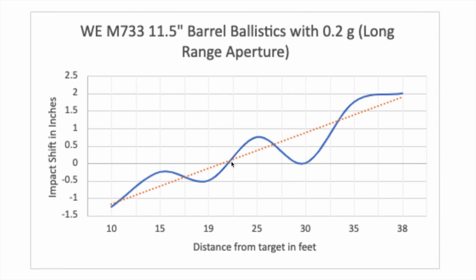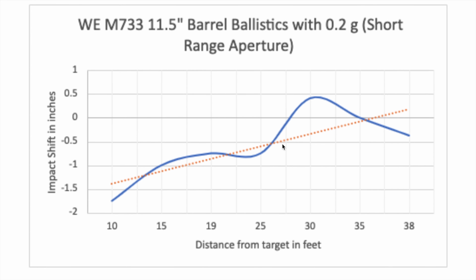And you'll notice the rounds cross the line of sight similar to the Marui, at around 19 or 20 feet roughly. Again, with the long range aperture, it'll hit there, but then it continues to increase if you were to go further out. I don't know why there was a dip here for some reason. That was kind of odd. Could have just been me, but with the short range, it looks like this.